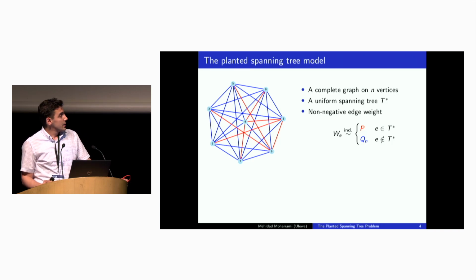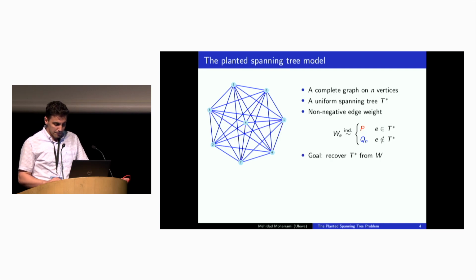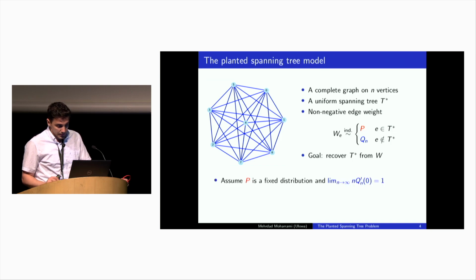to the edges. So edges of T star are distributed according to P, independent of each other, and all the other edges that I'm going to refer to as unplanted edges are distributed according to Qn. And our goal is to recover T star from the weight matrix. So we do not have any partial information about the edges, which one is planted or not, and we are trying to figure out whether we can recover fully or partially the underlying planted structure or not.